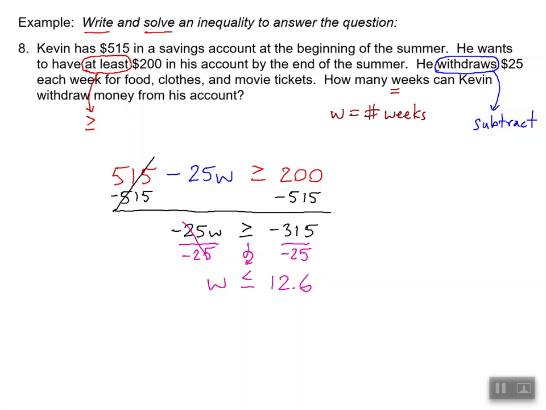Now let's talk about what this question is asking. It says, how many weeks can Kevin withdraw money from his account? We're not going to talk about partial weeks, so we can do only up to 12 weeks. So I'm going to say at most or up to 12 weeks. That will answer this question.